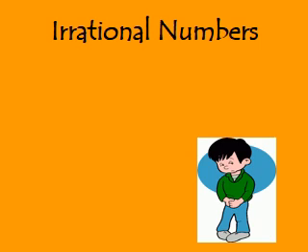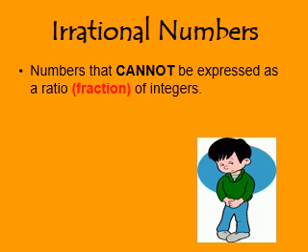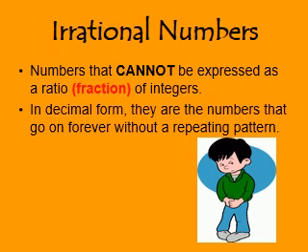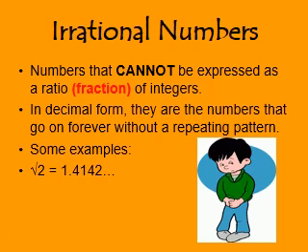Now, our last category is irrational numbers. Irrational numbers cannot be expressed as a ratio or a fraction of integers. In decimal form, they are numbers that go on forever without repeating a pattern. So crazy, kind of strange numbers that never repeat and they never terminate. For example, the square root of 2, pi, and 45.9492, so on, and so forth.